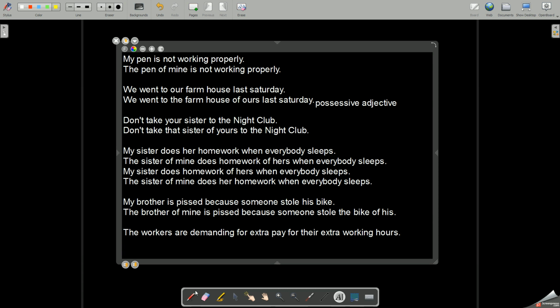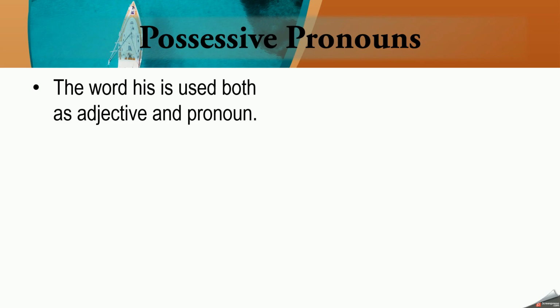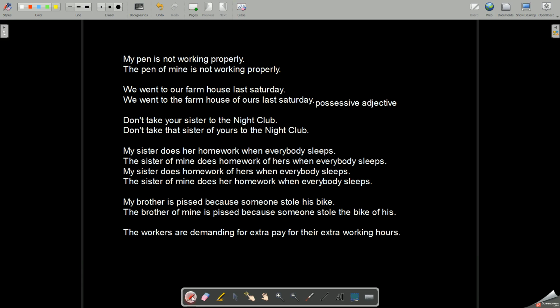And similarly for this last statement also I can write, the workers are demanding extra pay for their extra working hours. So I can write, the workers are demanding extra pay for extra working hours of theirs. So that also I can write. So these are examples of possessive pronouns. You can see over here, these all are possessive pronouns in these sentences.